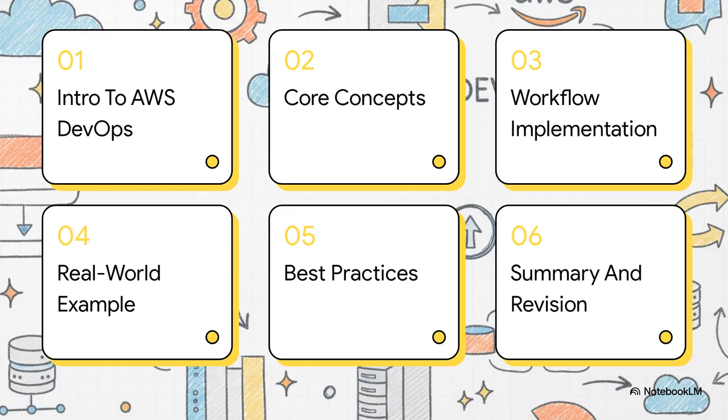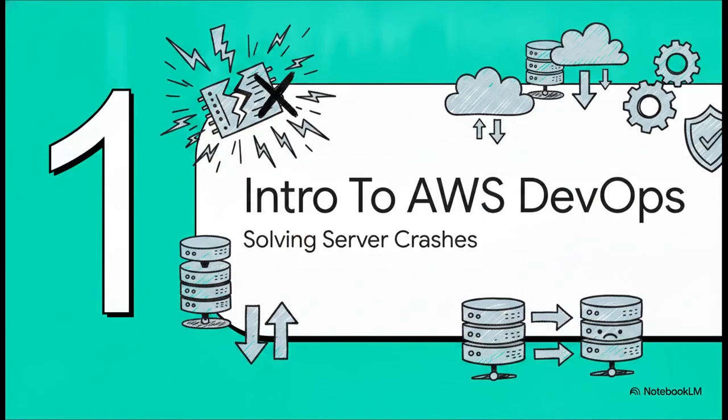1. Intro to AWS DevOps. 2. Core concepts in architecture. 3. Implementation and workflow. 4. A real-world example. 5. Best practices and mistakes. And finally, 6. Summary and revision. Let's kick things off with Section 1.